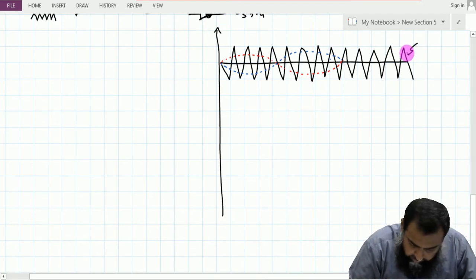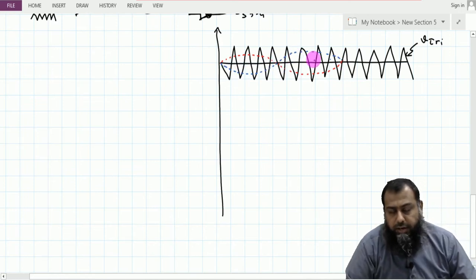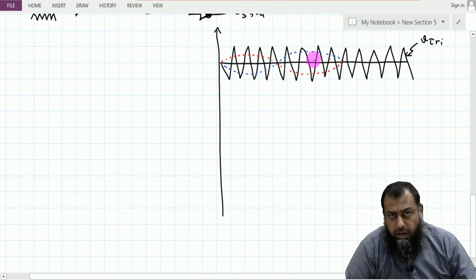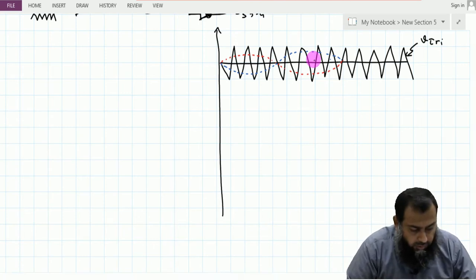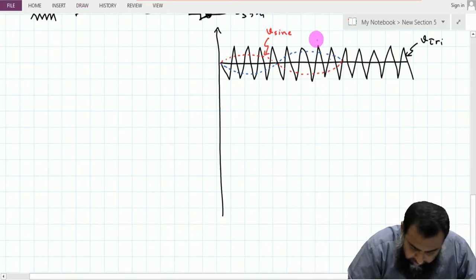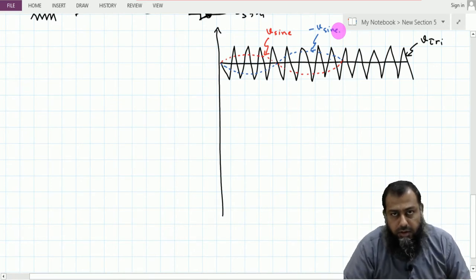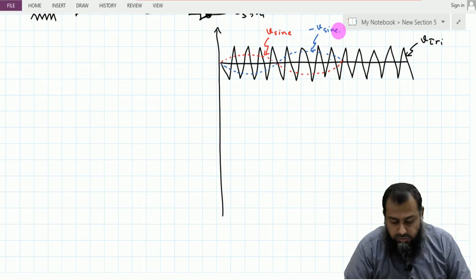Again, we have the carrier waveform, or the V triangular. We have two different sinusoidal waveforms which are 180 degrees flipped, or 180 degrees out of phase. So we have this red line, which is the V sine, and this blue line, which is actually the minus V sine. So let us develop the logic, and thereafter we will see what kind of output voltage we achieve if we apply this switching logic to the H bridge inverter.